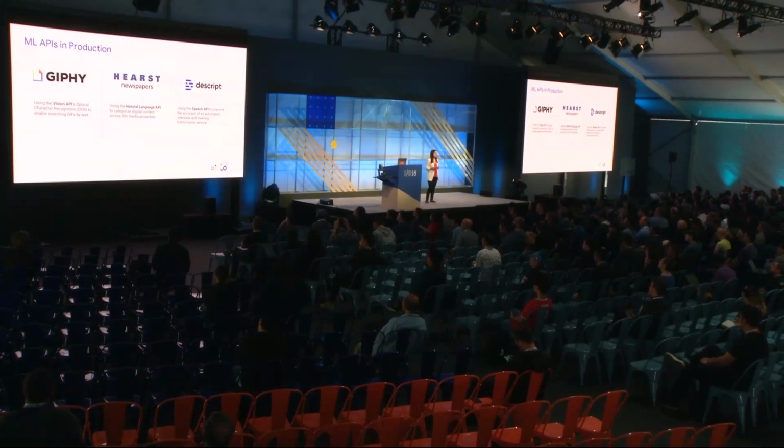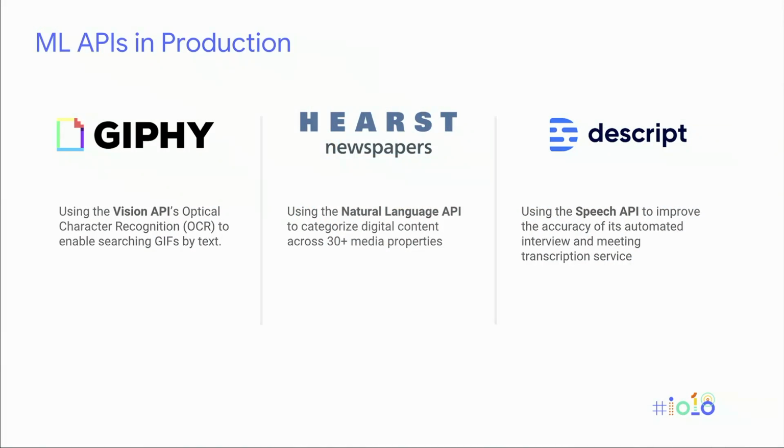So I want to talk briefly about some companies that are using these APIs in production. Giphy is a website that lets you search for GIFs and share them across the web. They use the Vision API's optical character recognition feature to add search by text functionality to all of their GIFs. So as you know, lots of GIFs have text in them. Before they used the Vision API, you couldn't search by text. And now they've dramatically increased the accuracy of their search results.